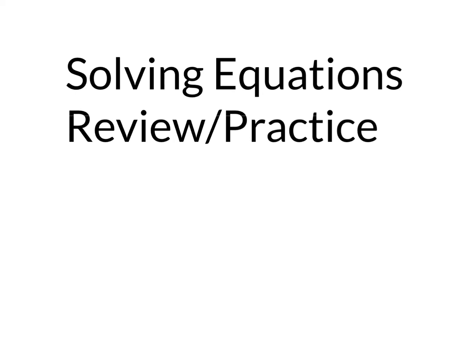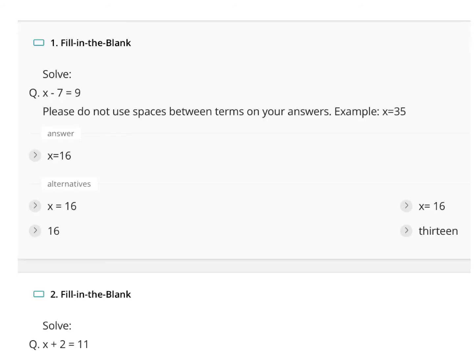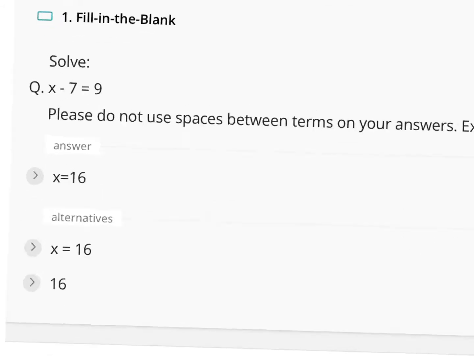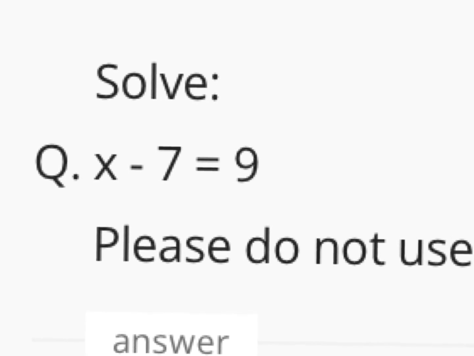Alrighty guys, we're going to be reviewing solving equations on this practice test. So I'm going to go over the questions. Let's begin. Question number 1, a very basic one-step equation. How do you solve this?